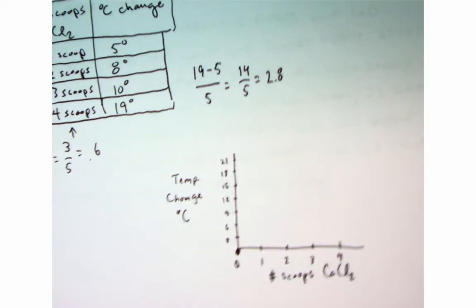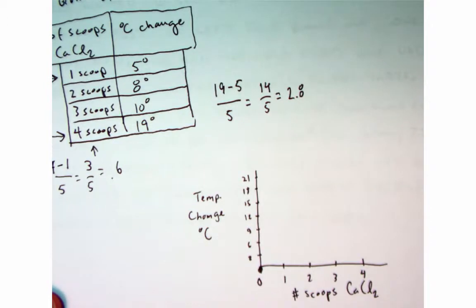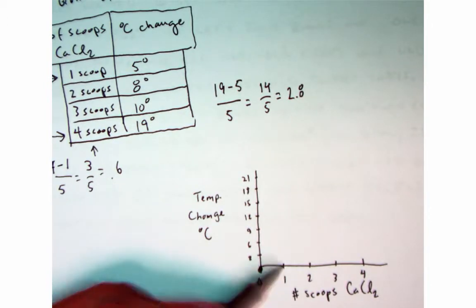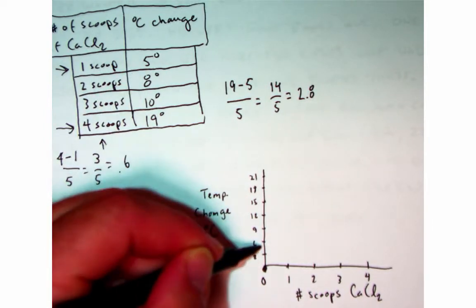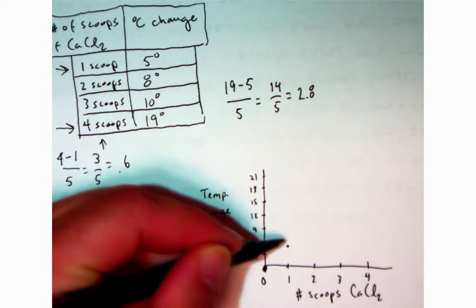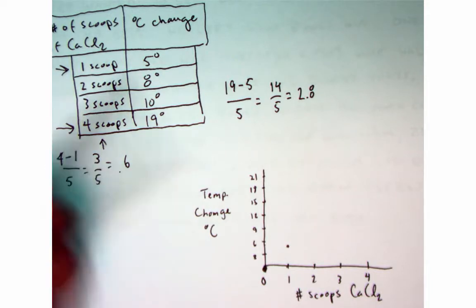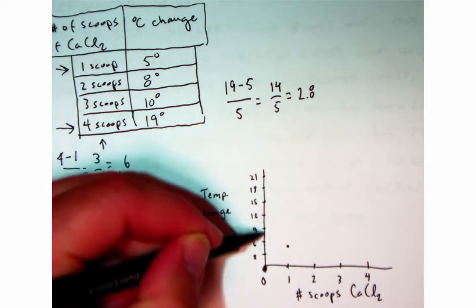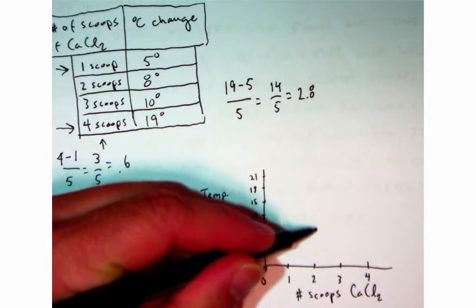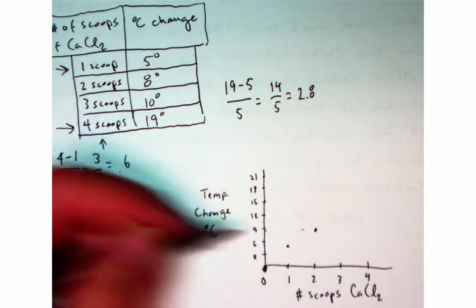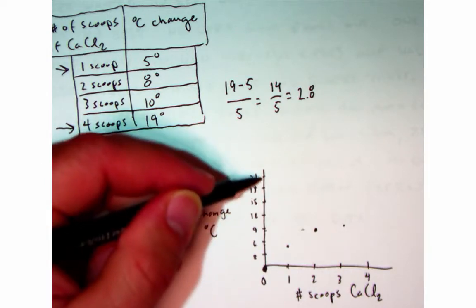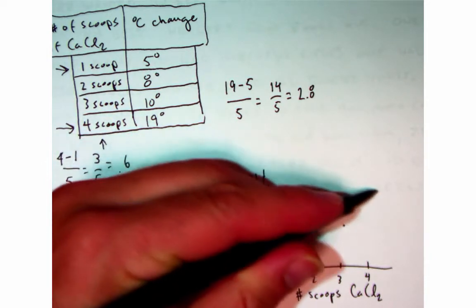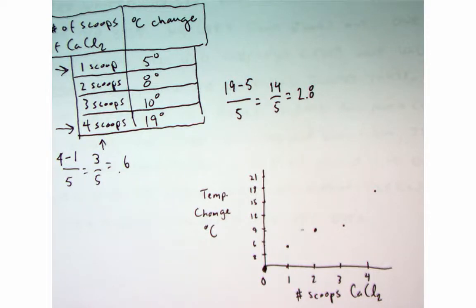All right, so now the next step here is we want to plot our points. So at 1 scoop, we had a 5-degree temperature change. So I'm going to mark it at 5. 5 would go right about here. At 2 scoops, I had 8 degrees, so 8 would be right about here. 3 scoops was 10 degrees, so that's going to be a little bit higher. And 4 scoops was 19. It's way up here.